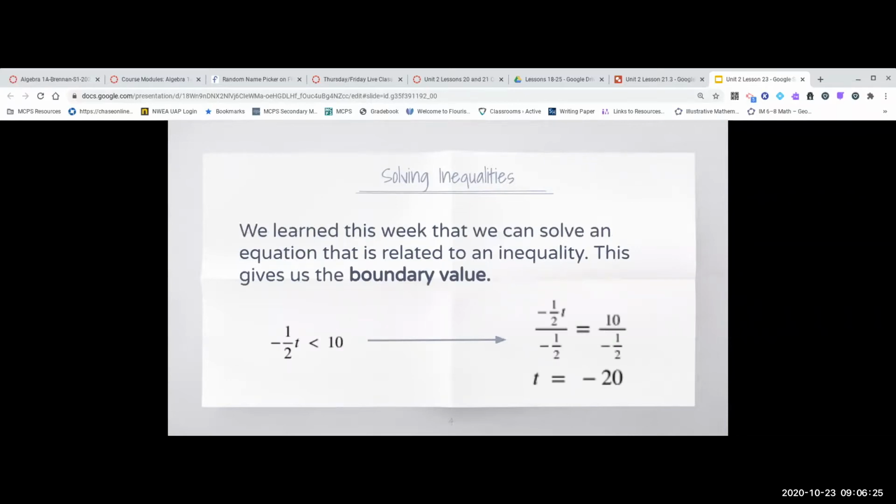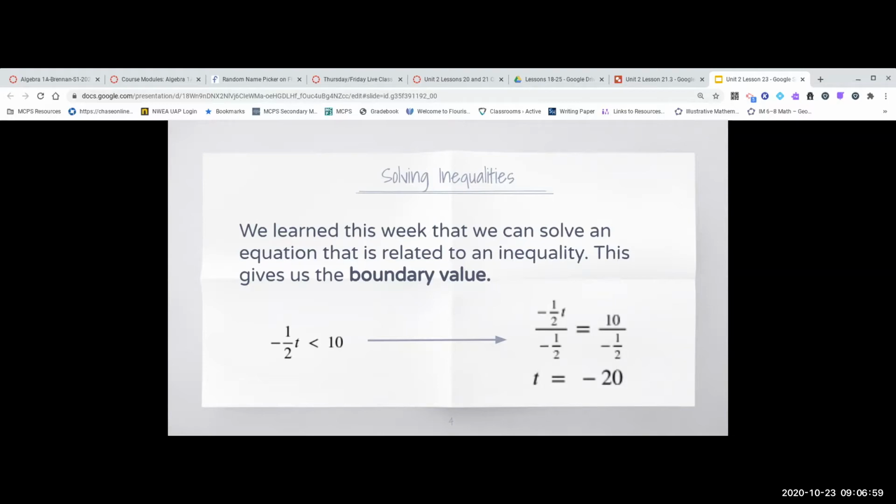We began by treating it like an equation. And the reason we do that is because it gives us this boundary value. So that tells us, if this were an equation, that -20 would be the one value of t that would make a true statement. -1/2 times -20 equals 10. But we need that for our inequality because it's going to be either values that are greater than -20 or less than -20 that are solutions. So I need that value.